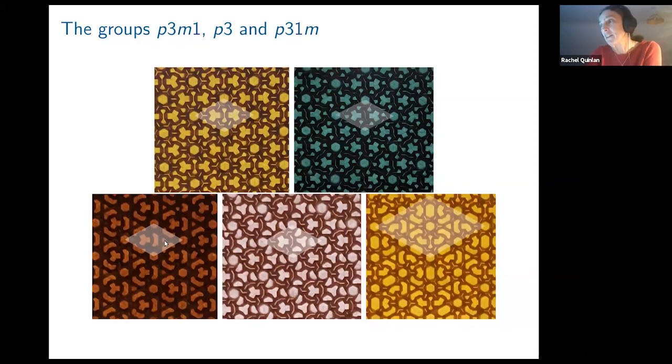This one has a little triangle at the center, and this one has this sort of three-pointed or three-legged thing. So this represents the group P3M1. M is for mirror, again, indicating that there are some reflections there.